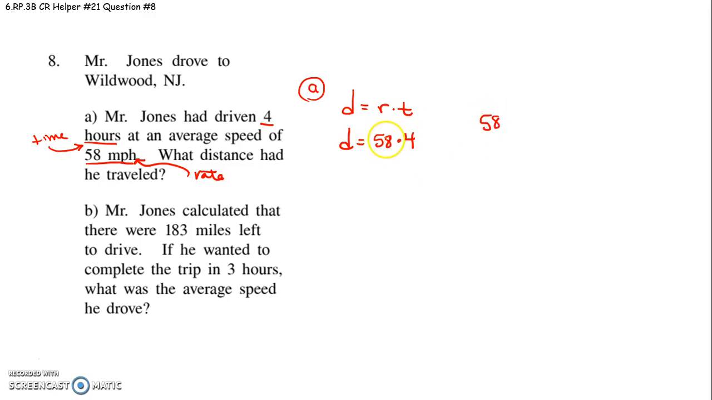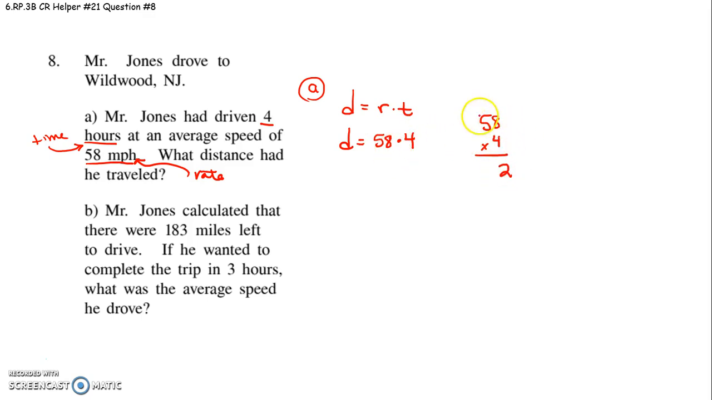So in the first hour you travel 58 miles, next hour you travel 58 miles, next hour you travel 58 miles, the hour after that you travel 58 miles. Just take how many miles you go per hour times your number of hours. That'll give you your distance.